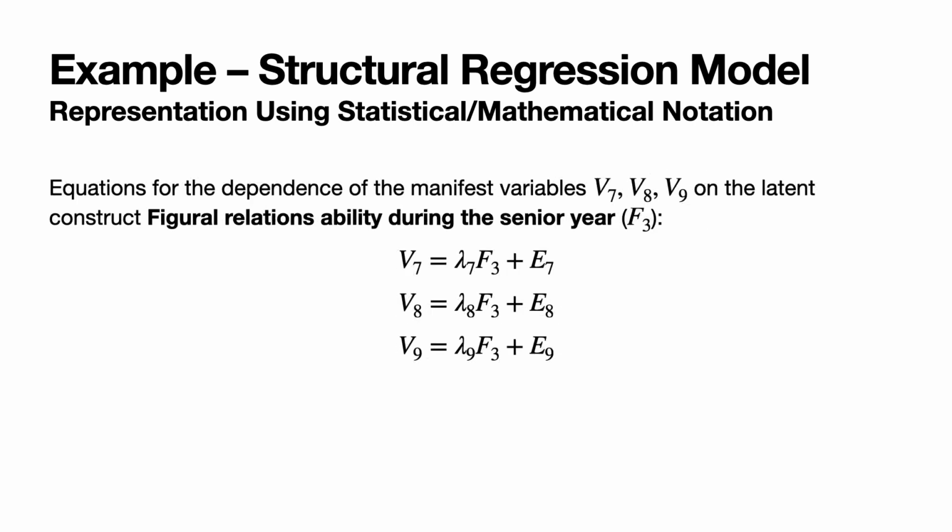Equations for the dependence of the manifest variables V7, V8, and V9 on the latent construct F3, the figural relations ability during the senior year, are as follows. V7 is equal to lambda 7 times F3 plus E7. V8 is equal to lambda 8 times F3 plus E8. V9 is equal to lambda 9 times F3 plus E9.